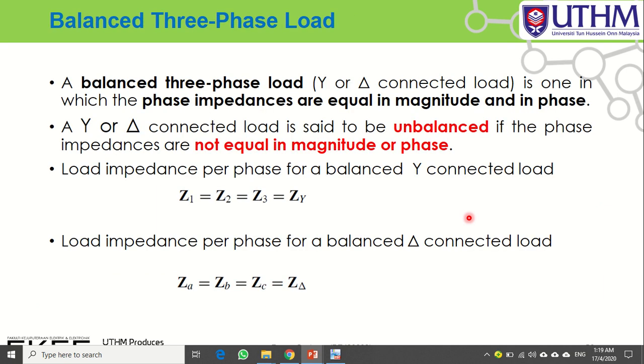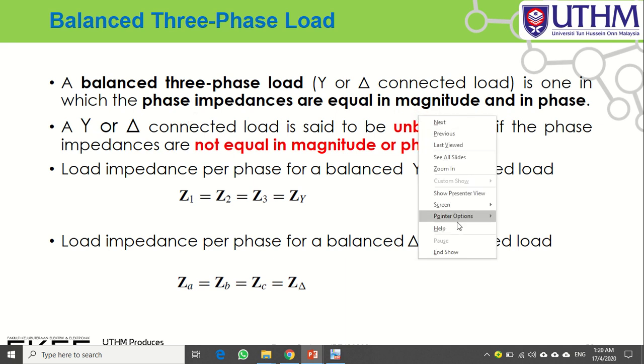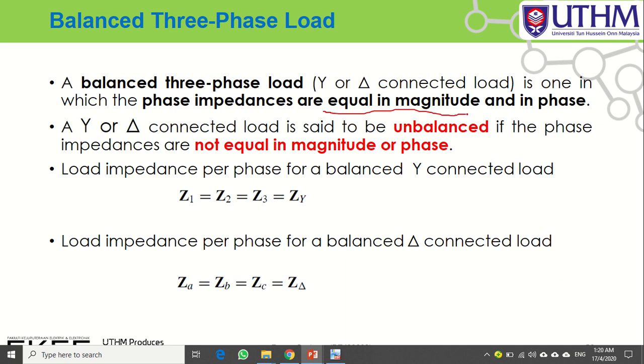Balanced three-phase load: what is the meaning of balanced? A balanced three-phase load, either Y or delta connected, is one in which the phase impedances are equal in magnitude. Balanced means equal in magnitude to each other. Z1, Z2, Z3 are equal in magnitude and equal in phase. A Y or delta connected load is said to be unbalanced if the phase impedances are not equal in magnitude or phase.